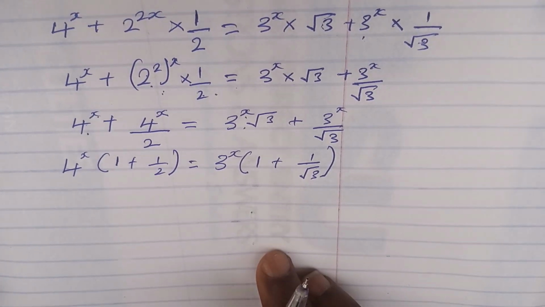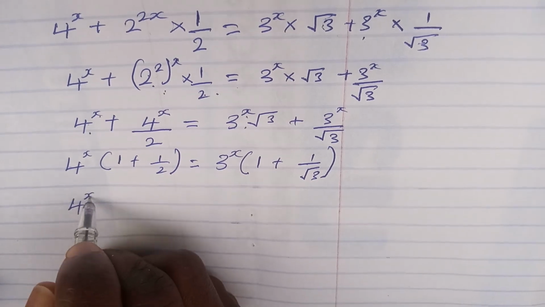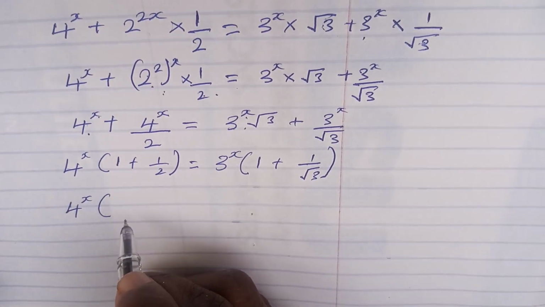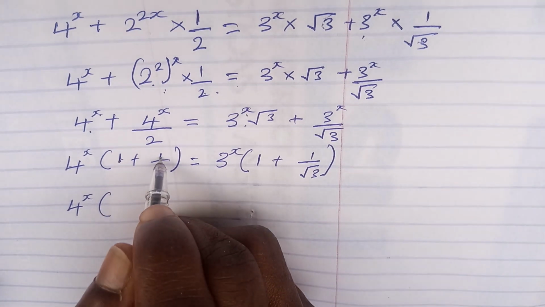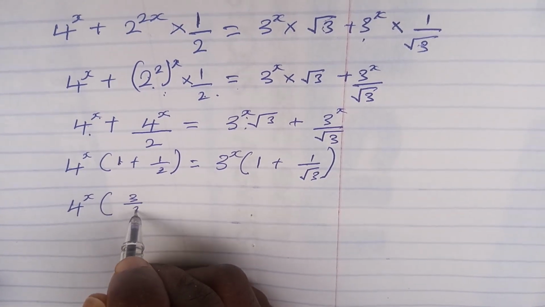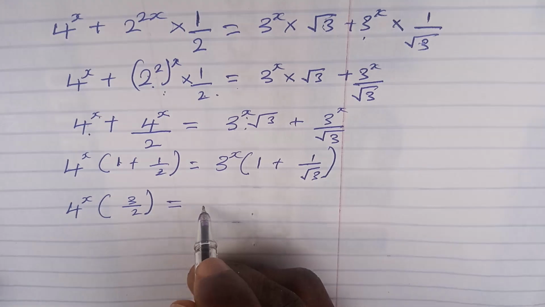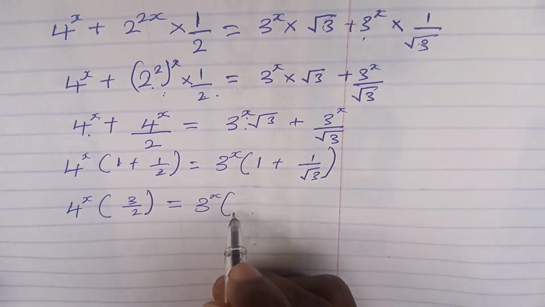Okay, having done this, what are we simply going to do again? We can say 4 to the power of x, open bracket. We can look for the LCM. If we look for the LCM, this times this is going to give us 2. 2 plus 1 is going to give us 3. So we have 3 over 2, close the bracket, is equal to 3 to the power of x, open bracket.